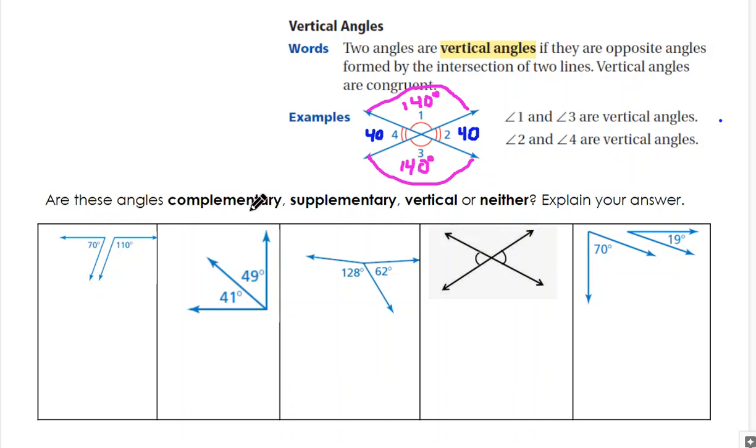All right, below it says, are these angles complementary, supplementary, vertical, or neither? Explain your answer. So remember, complementary means they add to 90 degrees, makes a corner. Corner starts with C, complementary starts with C. Supplementary adds to 180 degrees. Supplementary makes a straight line. A straight line is 180 degrees, so 180 degrees is supplementary. Vertical means that they're across from each other, like this one, 40 and 40, and they're equal or congruent. And neither means anything else except for those 3. Okay? What I want you to do, pause the video, try these 1, 2, 3, 4, 5 on your own. All you have to do is say, is it complementary, supplementary, vertical, or neither? Pause the video, try it on your own, unpause when you're done to check your work.